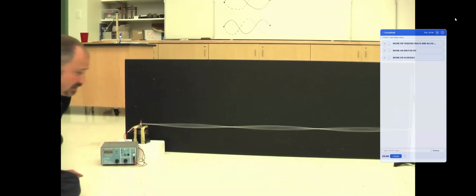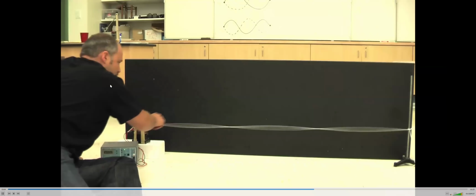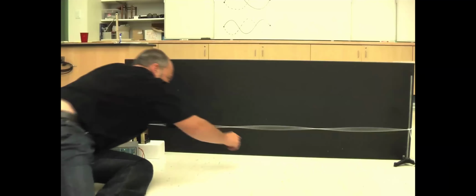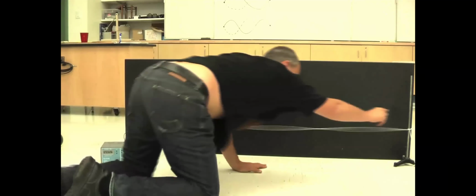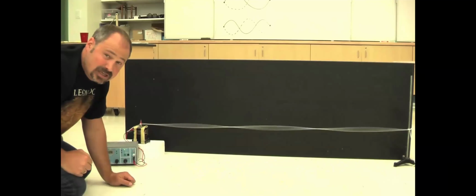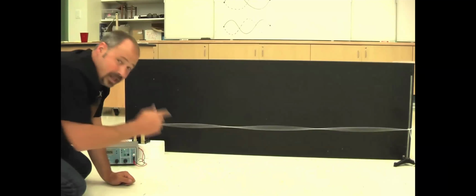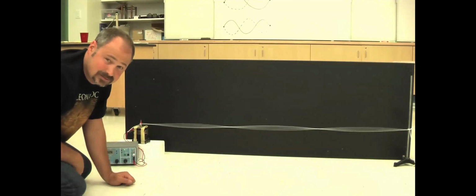How many wavelengths? Well, it's 1.5. That's 1.5 wavelengths. So each loop is lambda by 2. And it's easier to see in slow motion, where you'll see something interesting. See how it goes. Verify for yourself that it's 1.5 wavelengths.